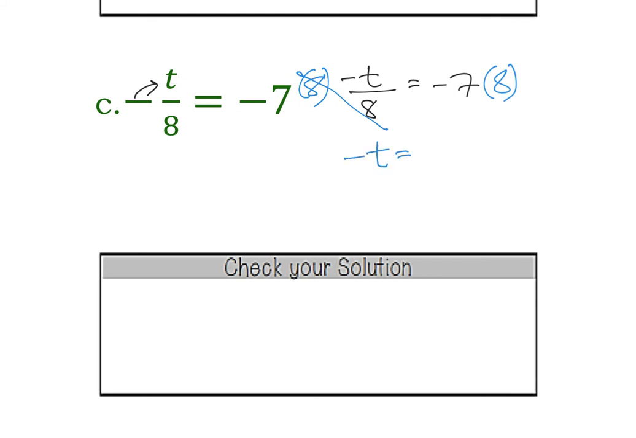What is negative 7 times 8? Negative 56. Now, who can tell me, does anyone remember what we do when we have a negative variable? Technically, it's a negative 1t.